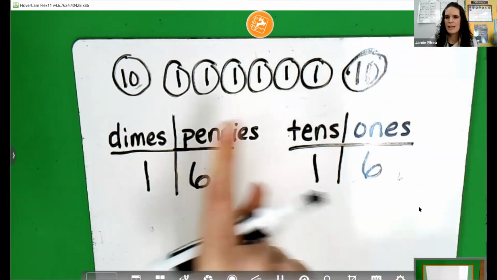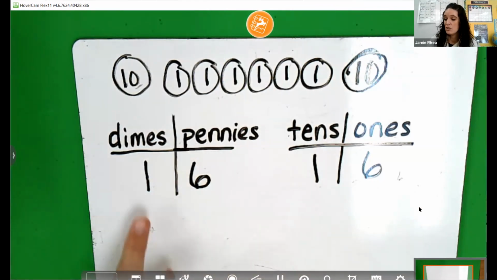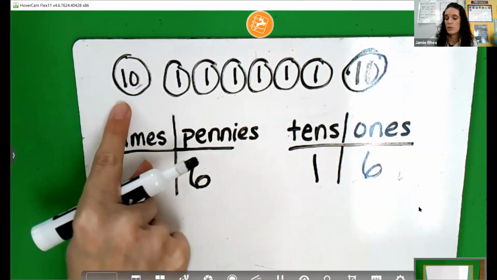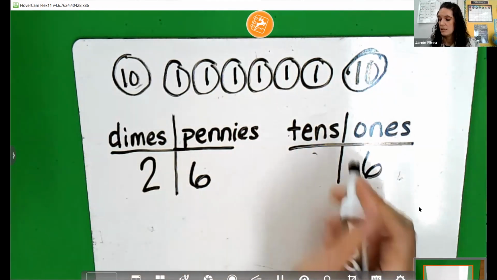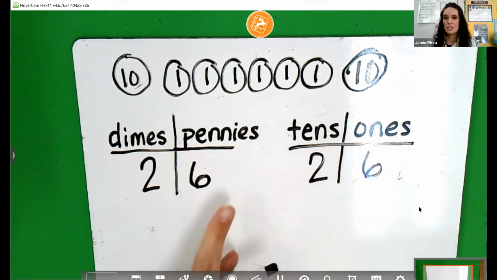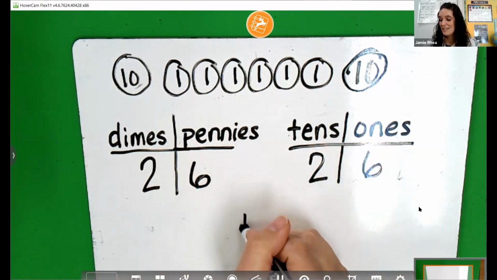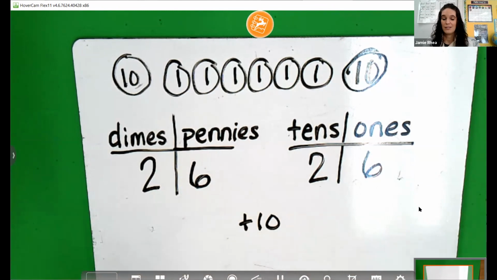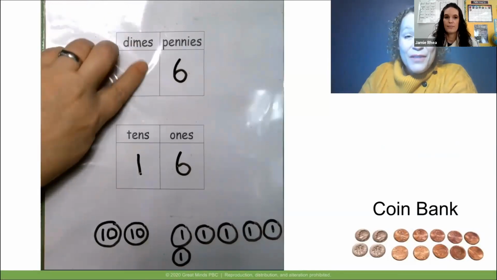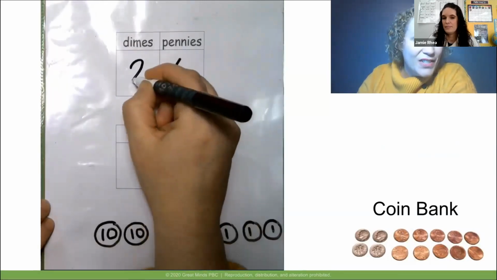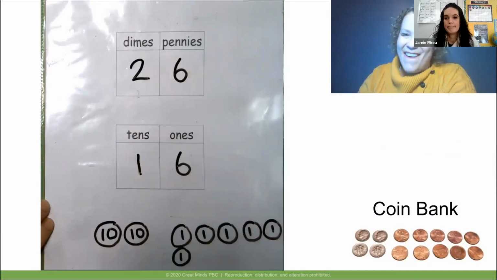So if I add another dime, I'm adding 10. So now I have how many dimes? 1, 2 dimes. I'm going to add a 10. It's 2 tens. So how does it change? We added 10 more. All right, let's see if we're right. Now we should have 26. Now we have 2 dimes. Did our pennies change? Nope.